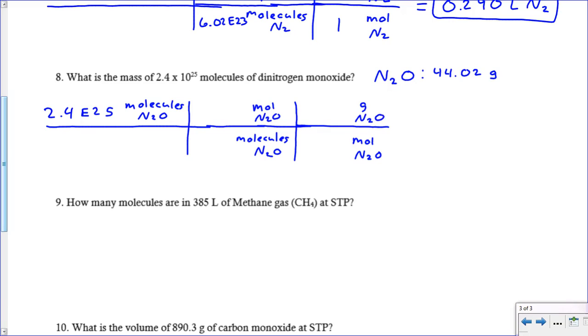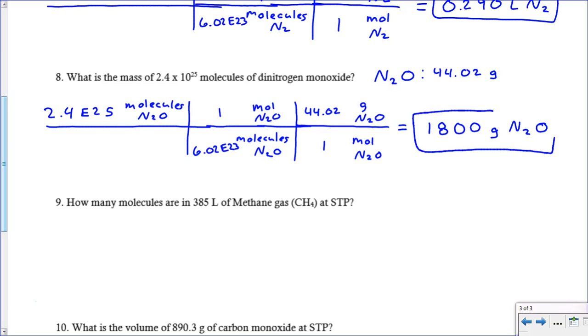Conversion factors, going from moles to molecules: in one mole, there's 6.02 times 10 to the 23rd molecules. And then grams to moles, we use the molar mass, so 44.02 grams in 1 mole. Because that 2.4 times 10 to the 25th is just two significant figures, we're limited to two sig figs in our answer, so we have to round it to two significant figures. What we end up with there is 1,800 grams of N2O. The zeros at the end of this number don't matter because they are trailing zeros without a decimal point. So this has two sig figs.